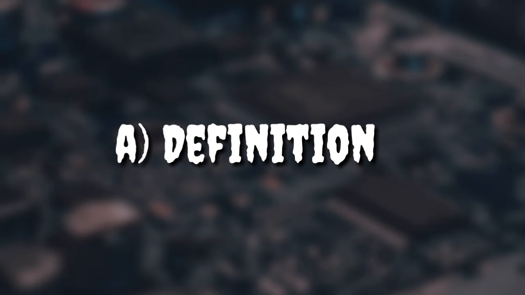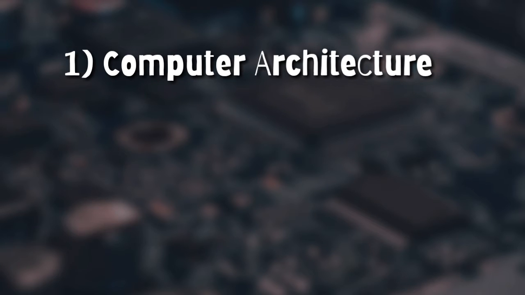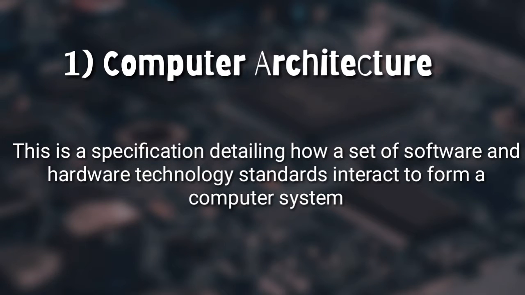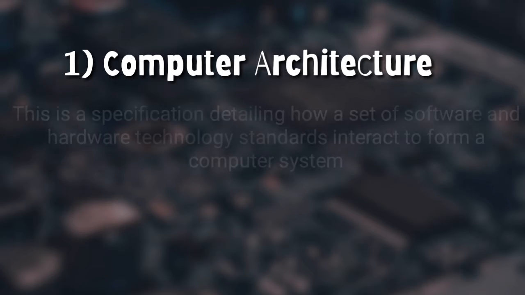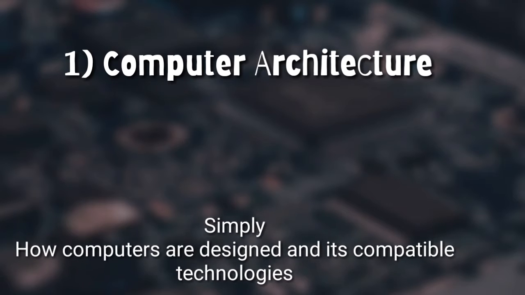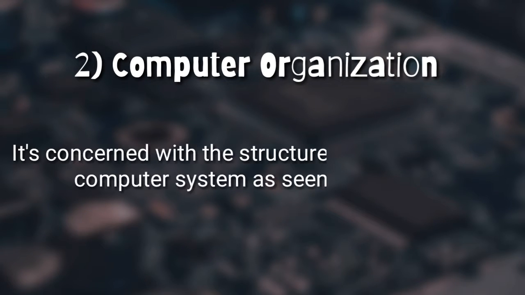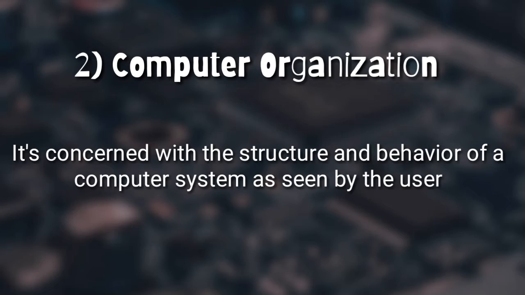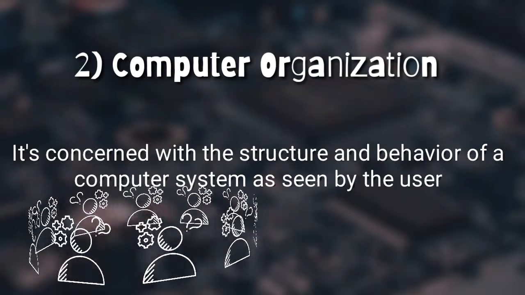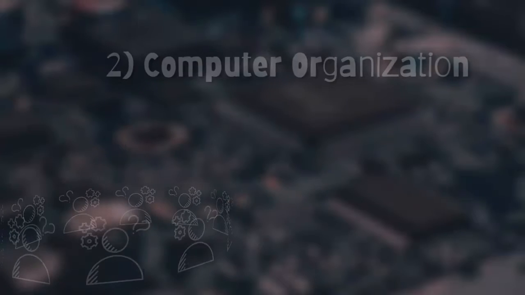Let's get started with the definitions. Computer architecture and computer organization are closely related terms, so I'm going to define them. Computer architecture is a specification detailing how a set of software and hardware technology standards interact to form a computer system or platform. Simply, this is how a computer system is designed and what technologies are compatible with the computer system. Computer organization is concerned with the structure and behavior of a computer system as seen by a user. Simply, this is how a computer system works.